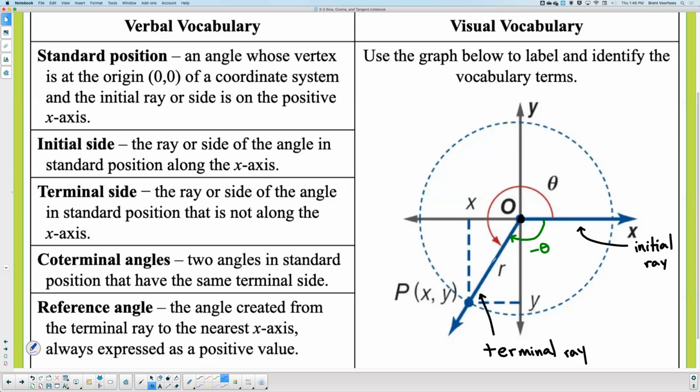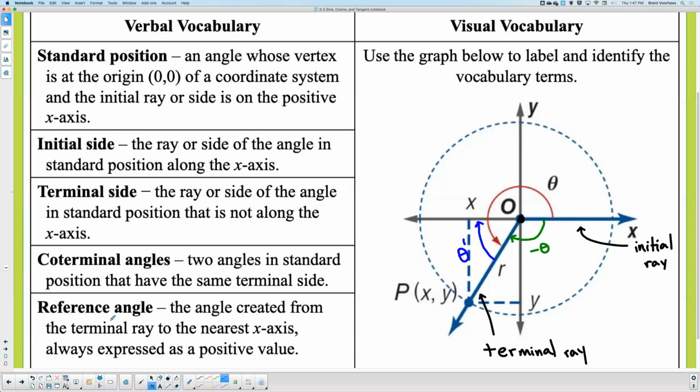So for example here, you see how this terminal ray is right there? The reference angle is the angle that goes to the closest x-axis, which here would be the negative x-axis. And they're going to use the symbol of a theta with an apostrophe like that. Now, we will always call this a positive angle, never a negative. But that is the reference angle. It's from the terminal to the nearest x-axis, always expressed as a positive angle.